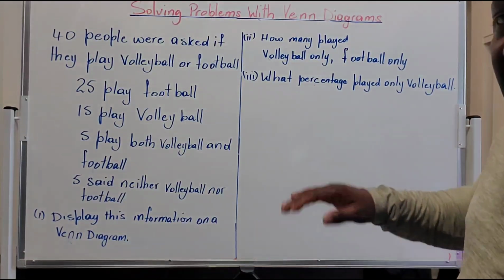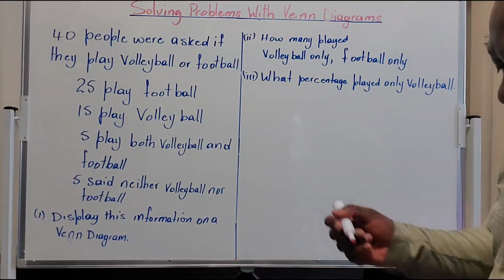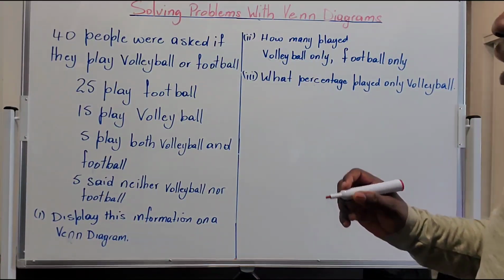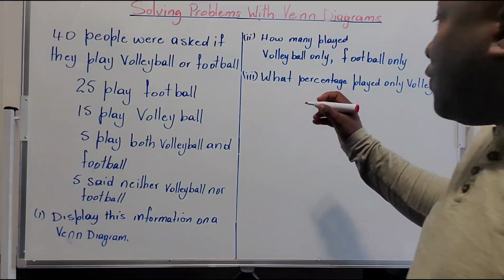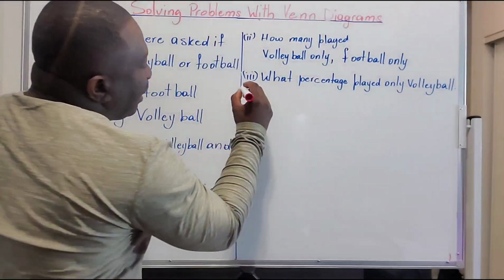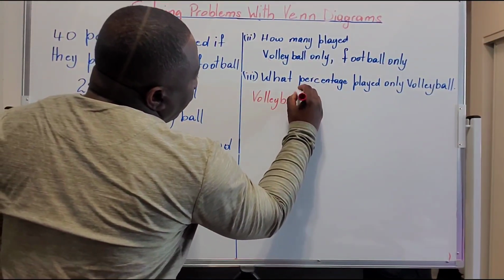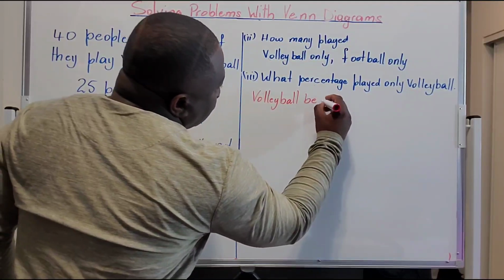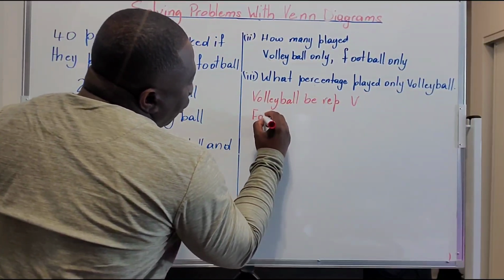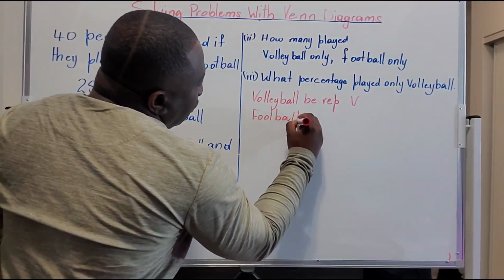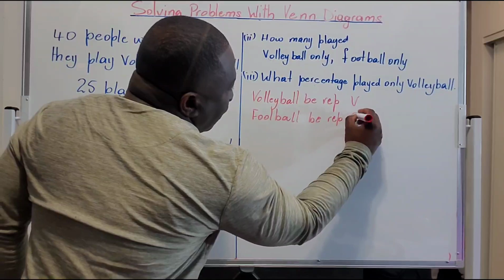So first, we are tasked with illustrating the information using a Venn diagram. So what I will do is let volleyball be represented by the letter V, while football will be represented by the letter F.